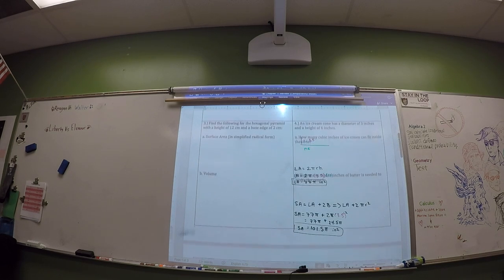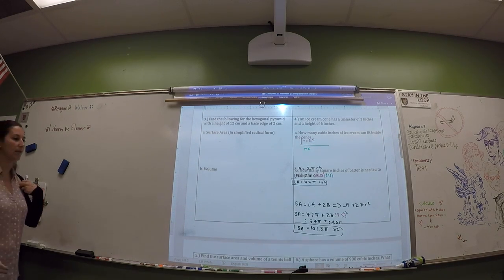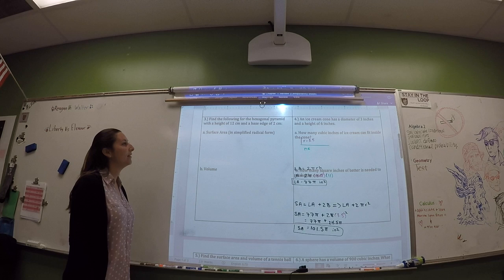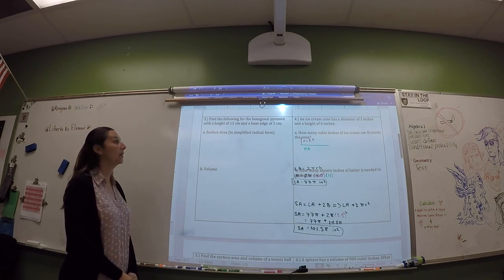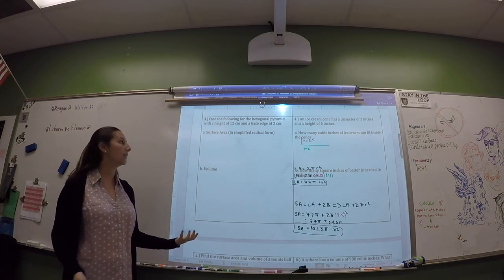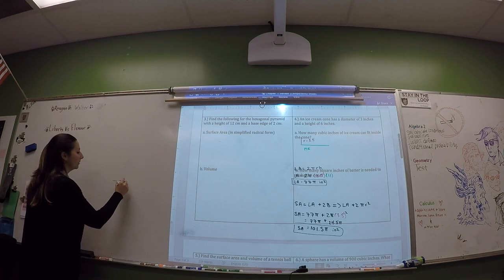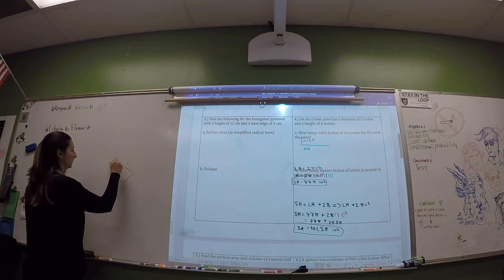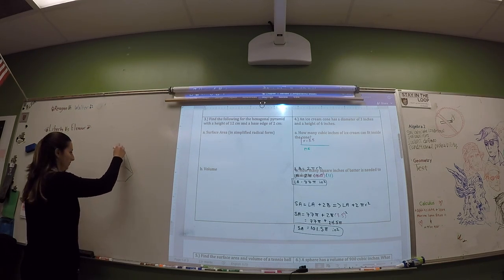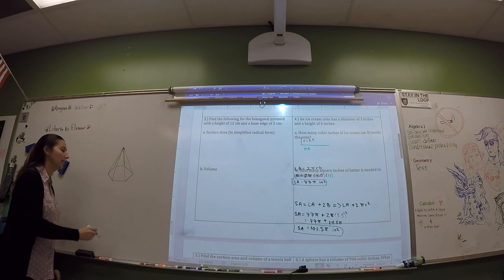Bishop, are you going to put Euler's formula in? I don't know, is it actually on the review? Find the following. Okay, a hexagonal pyramid. Do you want to draw it? You can if you want. It's always fun to draw. This calculator is better. See, look, fun.